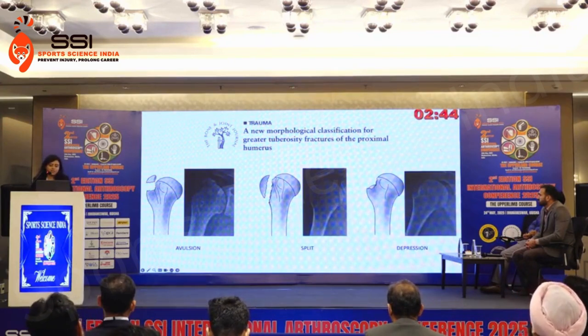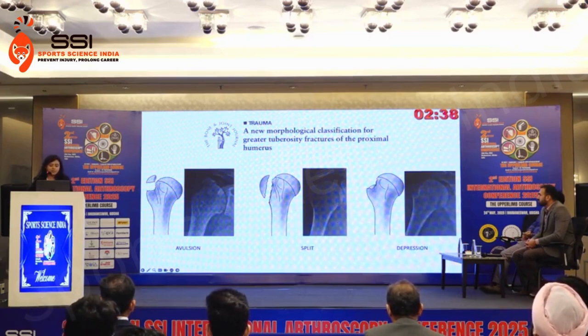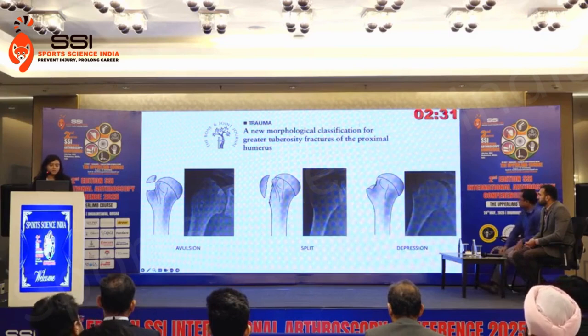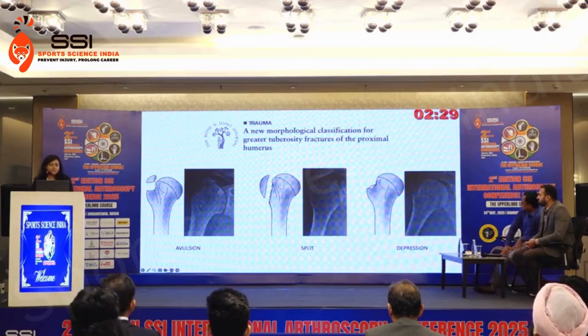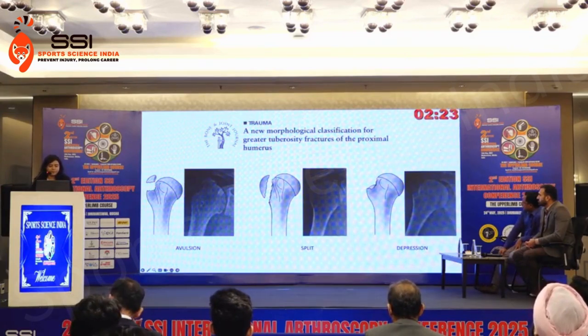First one is the avulsion injury. It is basically like a rotator cuff injury, but it has a bony counterpart. Second one is the split type of injury. It is usually caused by the impact of the posterior greater tuberosity on the anterior glenoid rim during dislocation. Third one is the depression type of injury. It usually resembles a Hill-Sachs lesion, but it occurs more laterally.